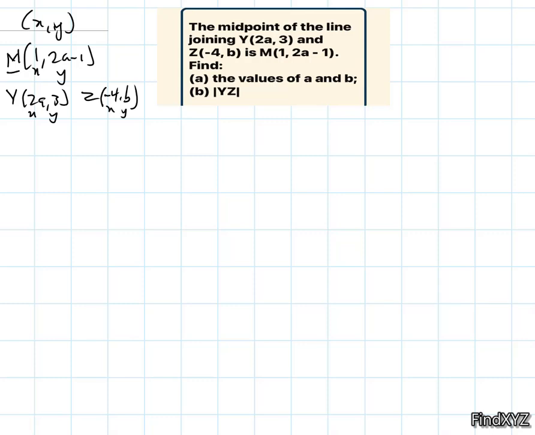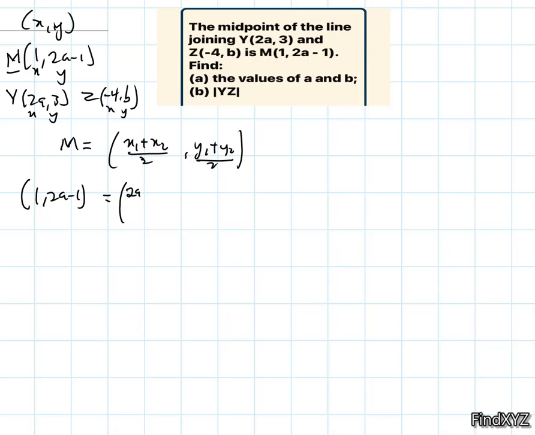Since we have been given a midpoint, we know that a midpoint is a point that divides a line into two equal parts, which is just the average: (x1 plus x2) all over 2, and then (y1 plus y2) all over 2. So let's substitute. We know our midpoint is giving us (1, 2a minus 1). Let's focus on the x. The first one, we have 2a plus negative 4 all over 2 for the x, and then on the y we have 3 plus b all over 2. So this is x, this is y, this is also x, this side is y.